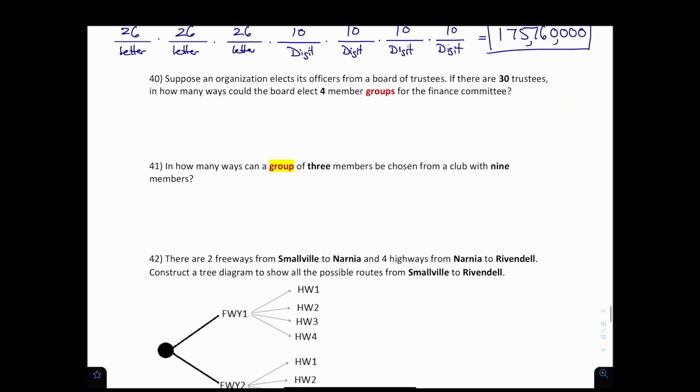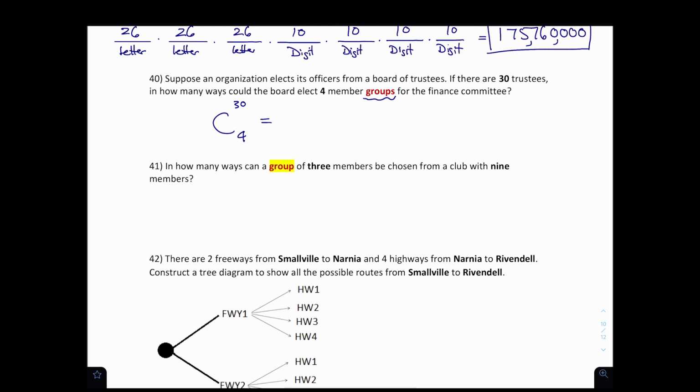Moving on, suppose an organization elects its officers from a board of trustees. If there are 30 trustees, in how many ways could the board elect 4-member groups for the finance committee? Again, we want to know how many groups of size 4 we can create from 30 people. That's always a problem of combination. As soon as they're asking you to figure out the possible number of groups you can make of a certain size from a certain group of people, that's definitely a combination scenario. Basically you're writing the combination of 30 people chosen 4 at a time, as that's how you read it.